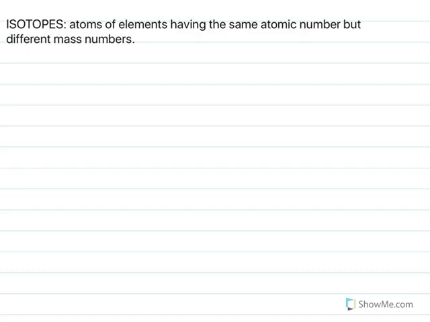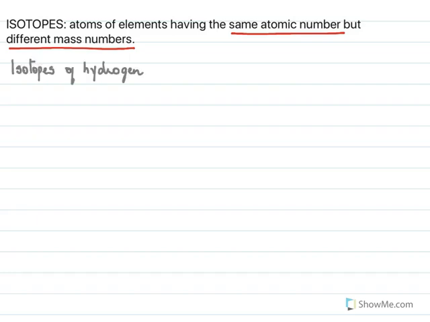In this lesson, we will learn about isotopes and isobars. Now, isotopes are atoms of elements having same atomic number but different mass number. Let us take the example of isotopes of hydrogen. Hydrogen has got three isotopes.